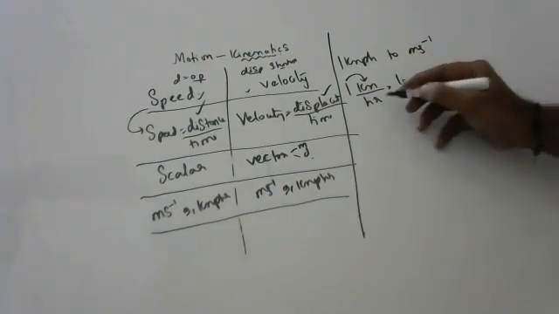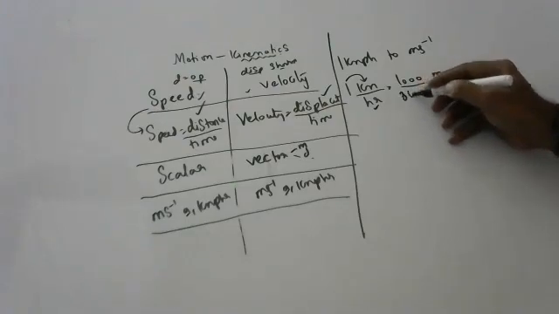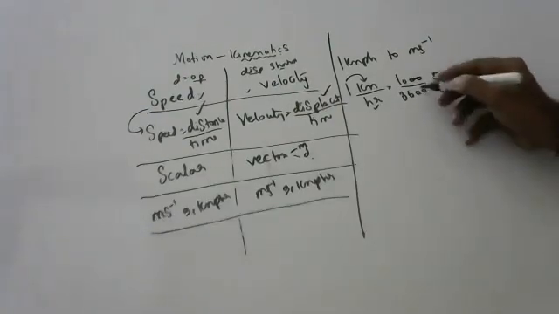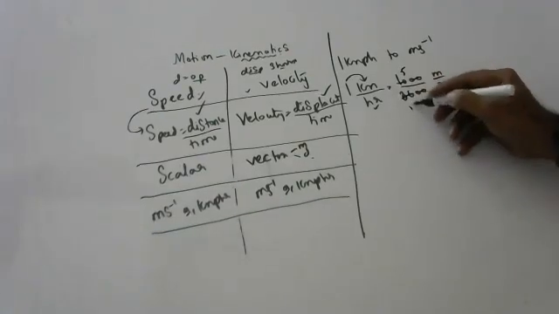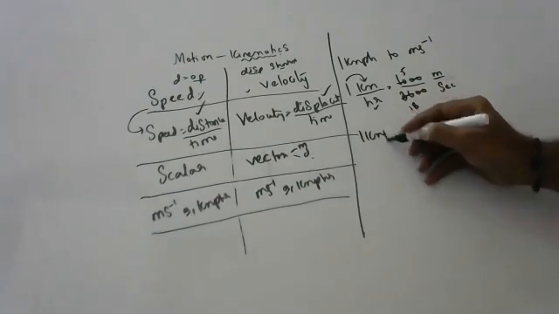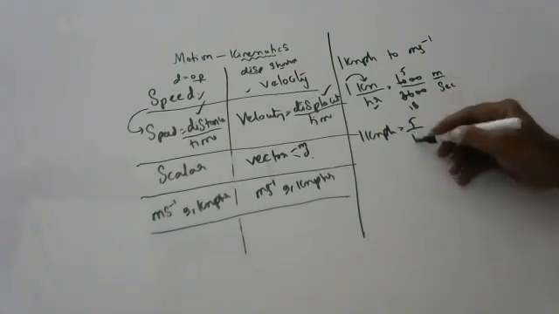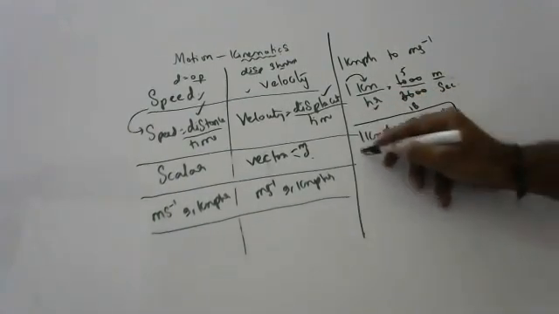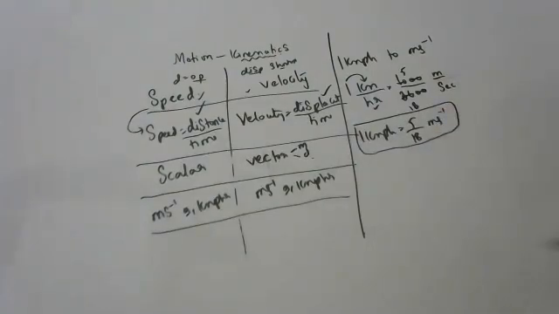And 1 hour is how many seconds, children? 3600 seconds. So this goes to 5 by 18. So 1 kmph is equal to 5 by 18 meter per second. If you want to convert any kmph to meter per second, you should multiply by 5 by 18.